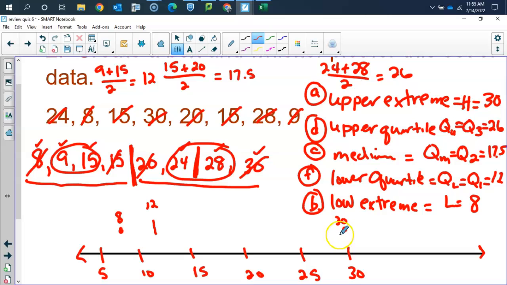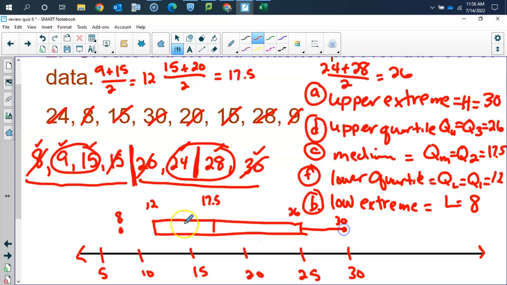Notice this is floating above. Then 17.5 is right here. And again, I'm labeling it 17.5. And then 26 is right about here. I'm labeling it. Now, connect your 3 quartiles. That gives you your box, and then extend to your 2 whiskers. So there's your box and whisker. That is what yours should have looked like. If yours does not look like that, please go back and fix it.